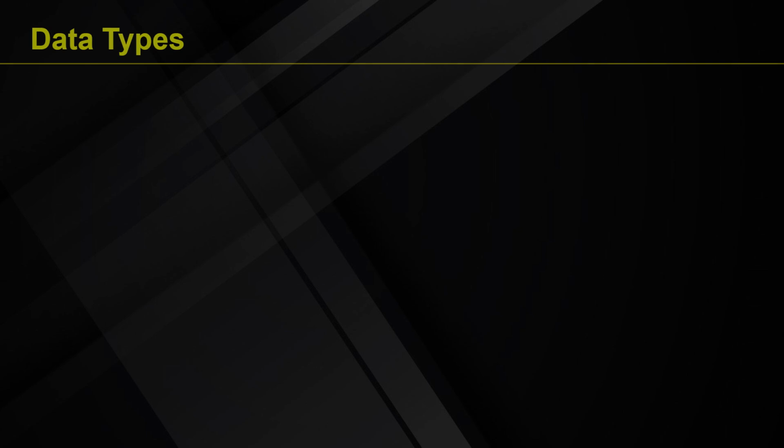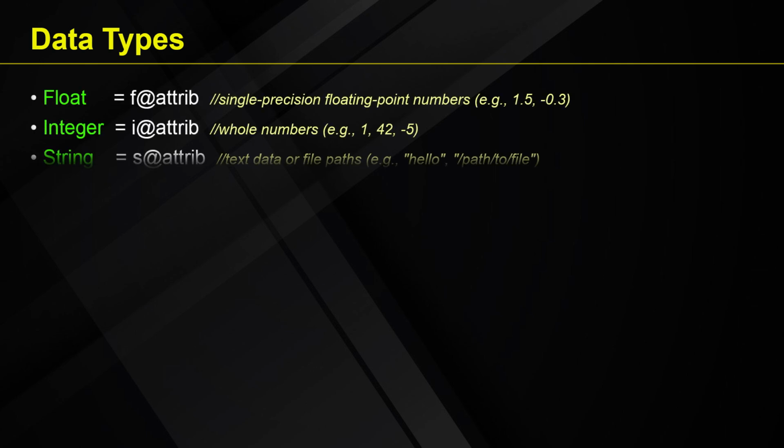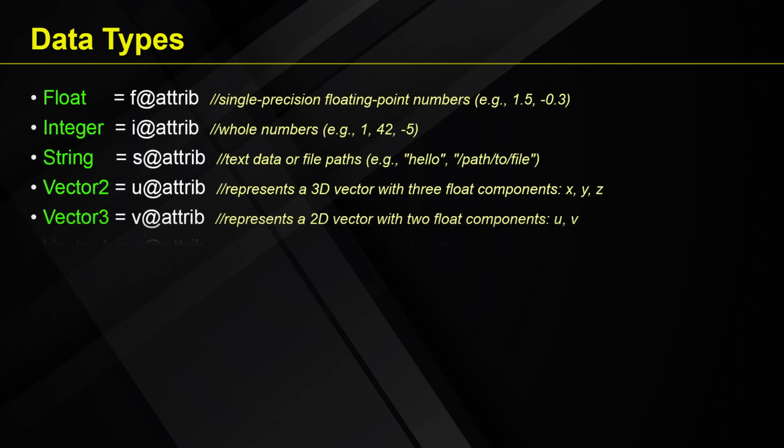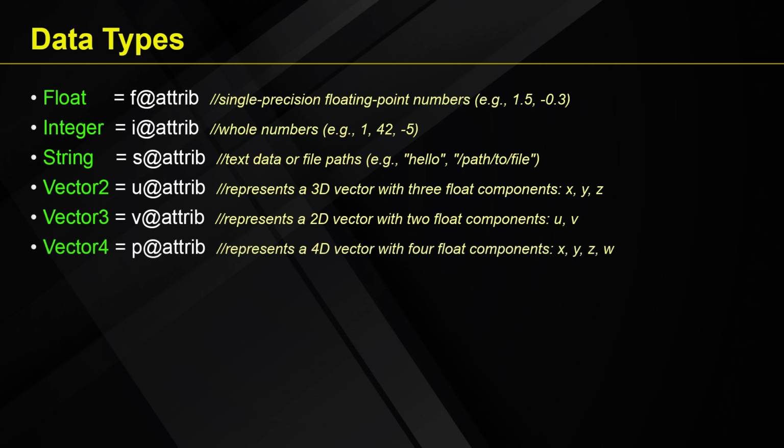Let's take a closer look at data types in VEX. Understanding data types is crucial because they define what kind of information an attribute or variable can hold, and this influences how we manipulate them. The most commonly used data types in VEX are float, integer, string, and vector. These will form the foundation of most of the code you'll write.